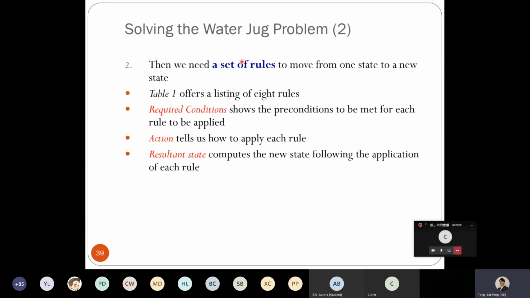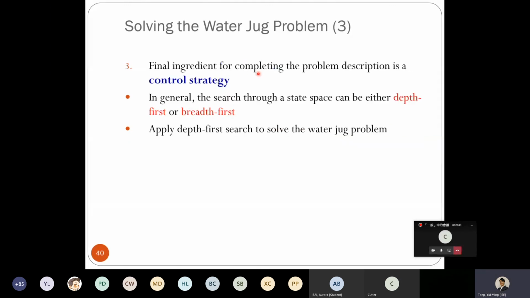After you set a set of rules, the next step is to think about what control strategy you want to implement. Remember, I just mentioned that there are two state space control strategies. One is the depth first search approach, another one is the breadth first search approach. You can use either method to solve this problem. So in this example, I would like to use the depth first search.